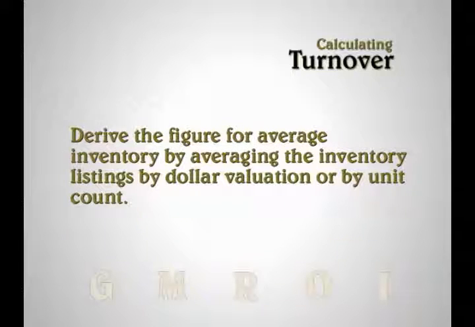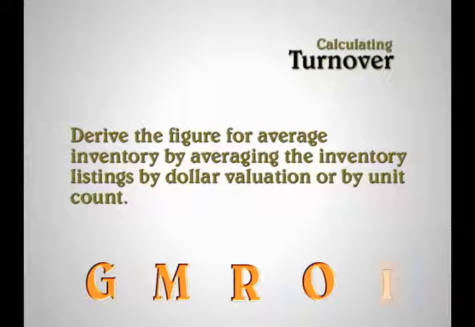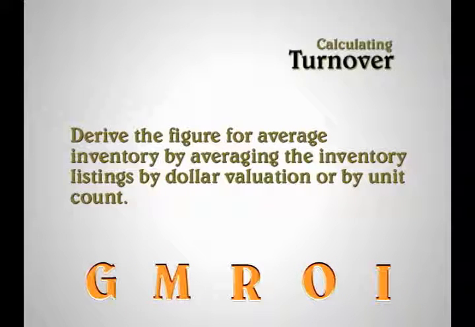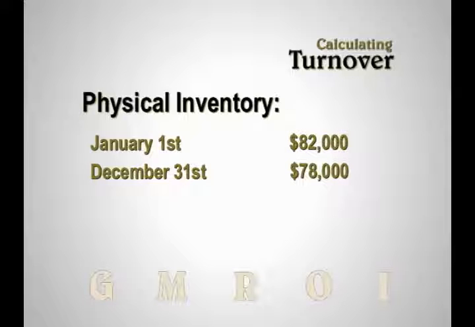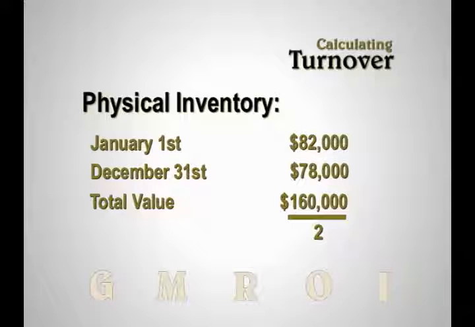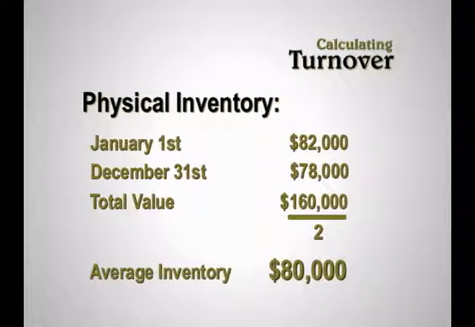In all three instances, we derive the figure for average inventory by averaging the inventory listings by dollar valuation or by unit count. For example, if a physical inventory were taken on 1/1 and then again on 12/31, there would be 2 listings. In this case, the value of both, or their total number of units, would be added together and then divided by 2 to obtain the average inventory.